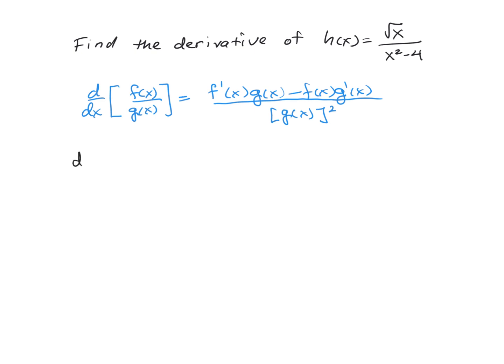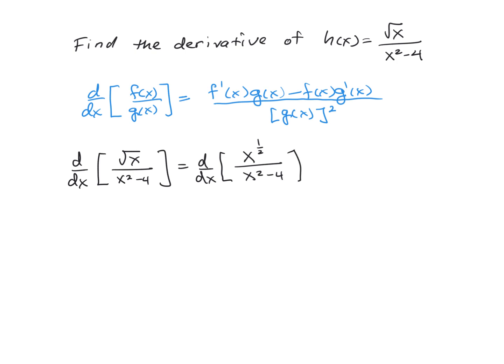So first thing to do is going to rewrite our problem. We're going to be looking at the derivative of the function square root of x over x squared minus 4. And it's very helpful for problems of this nature to just rewrite any of your square roots as fraction exponents. So that's x to the half over x squared minus 4. So in this example here, we're going to let our f of x be our x to the 1/2 power, and our g of x will be our x squared minus 4.